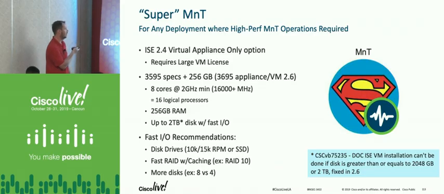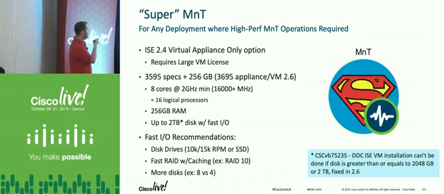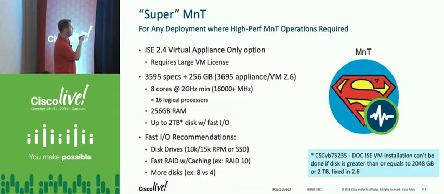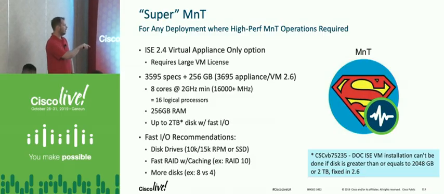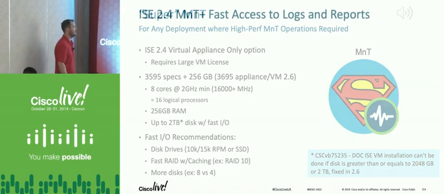So for ISE 2.4, you can use the 3695 appliance or a VM with that large appliance or VM. It does require the large VM license to make this work. And the recommendation is to go to faster disk and up to that 2 terabyte space.